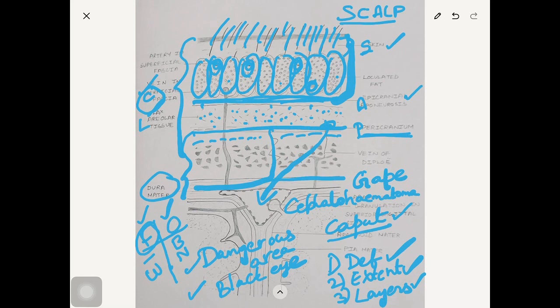So we have covered the features of each layer along with their applied importance. The nerve supply and the arterial supply of the scalp we will cover in the next class.